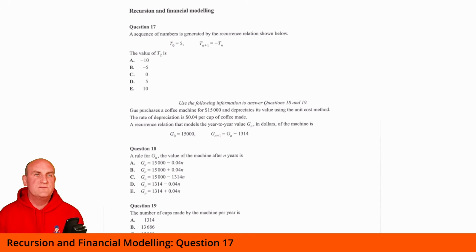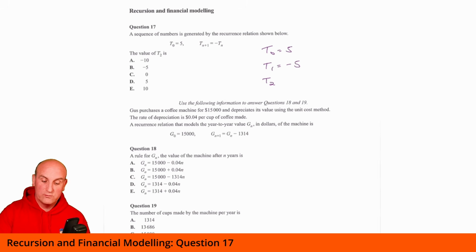Let's go on. A sequence of numbers is generated by the recurrence relation shown below. T0 equals 5. To get to the next term, I just times by minus 1, the one before. So let's say we've got T0 equals 5. To get to the next one, I'm going to times by minus 1, which is going to give me minus 5. To get to my next one, I'm going to times by minus 1, which is going to give me 5. And what did it want? It wanted the value of T2, which is 5. So I'm going to go D is my correct answer.